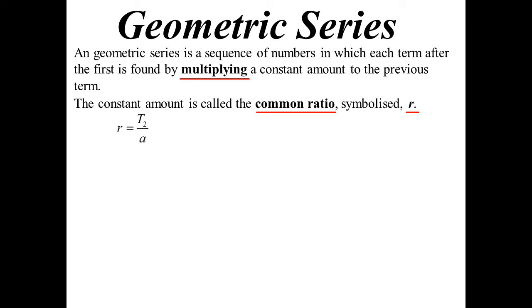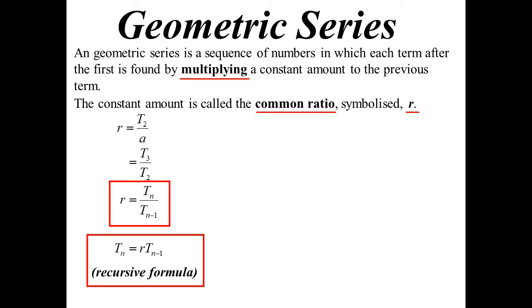So if we wanted to work out that ratio, well, second term divided by the first term would do it. Our third term divided by the second term would do it. In fact, we could get any term and divide it by the term before it. So term n divided by term n minus 1. That allows me to create the recursive formula for a geometric series, just rearranging it to make Tn the subject. We get Tn is equal to R times Tn minus 1. So as I say, that's our recursive formula.